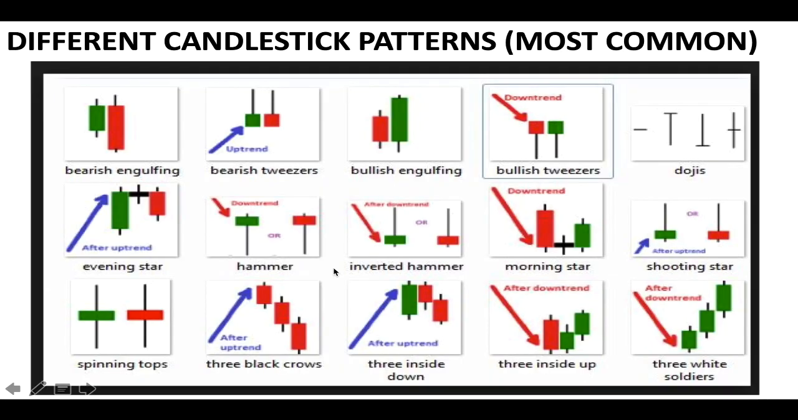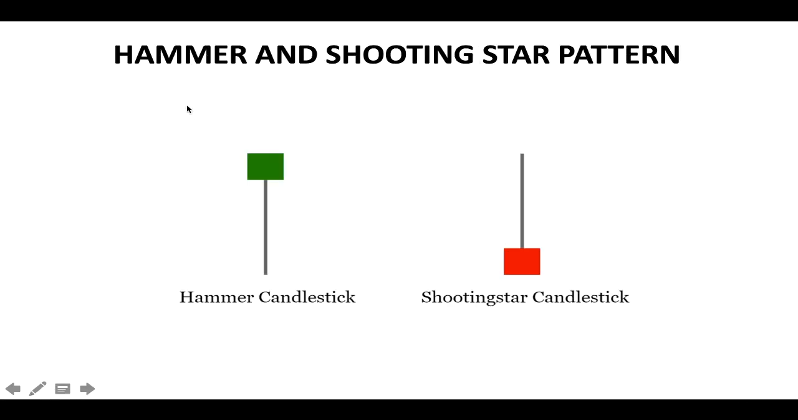So the next patterns are your hammer and your shooting star. There's been a downtrend. The bears have tried to take the price down, the bulls have rejected and brought the price up, and vice versa for the shooting star. There's been an uptrend, the bulls have tried to take the price up to this high. There's been a huge rejection of the price, and there's been a close.